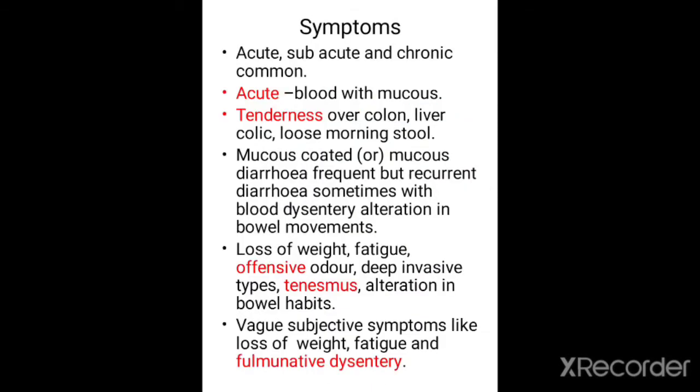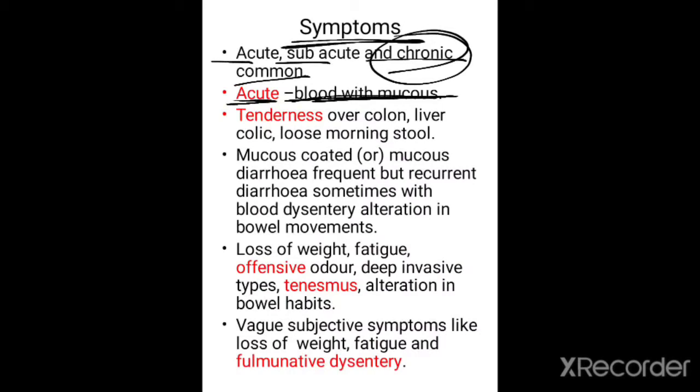Now let us come to the symptoms of the disease. There are acute, subacute, and chronic stages, and the chronic is the most common. Acute is with blood and mucus, that is dysentery, and here there is tenderness over the colon, liver colic, loose morning stool, and mucus diarrhea. There is loss of weight, fatigue, offensive odor, and tenesmus. The meaning of tenesmus is increased tendency of defecation.